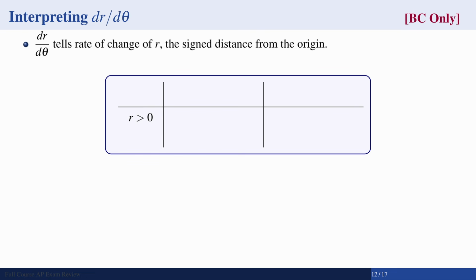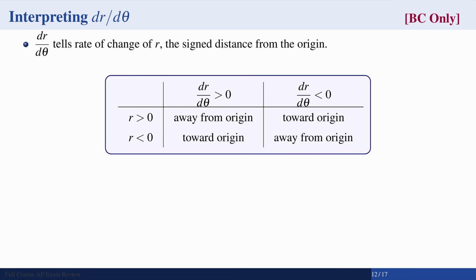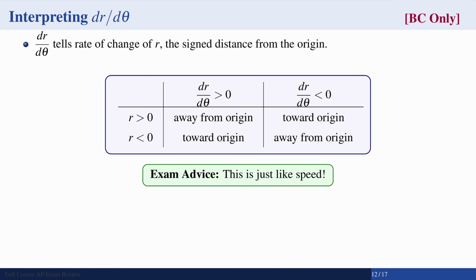If r is greater than 0 and dr d theta is greater than 0, you're moving away from the origin. If r is greater than 0 and dr d theta is less than 0, you're moving toward the origin. On the other hand, if r is less than 0 and dr d theta is positive, then you're moving toward the origin. And if r is less than 0 and dr d theta is less than 0, you're moving away from the origin. You might have noticed this is exactly the same thing that happens with speed. If velocity and acceleration have the same sign, then speed is increasing. If they have opposite signs, then speed is decreasing. In this case, if r and dr d theta have the same sign, you're moving away from the origin, and if they have opposite signs, you're moving toward the origin.